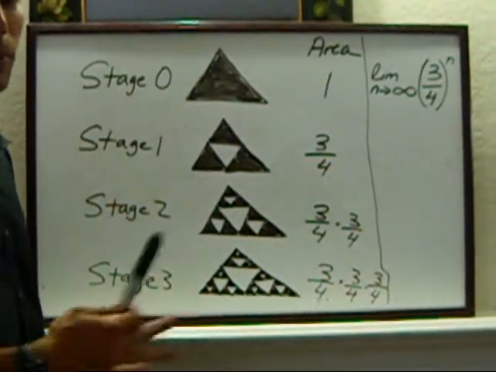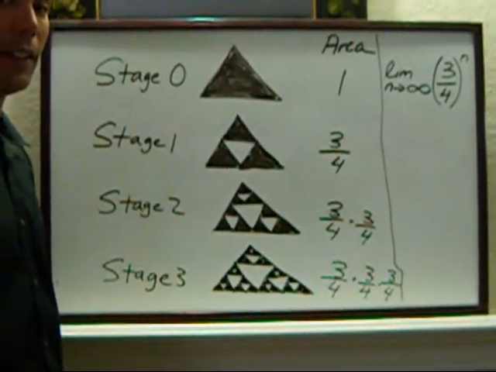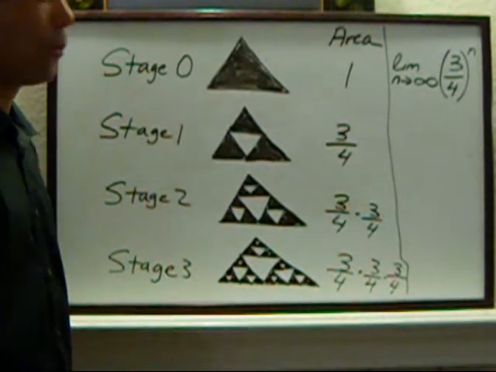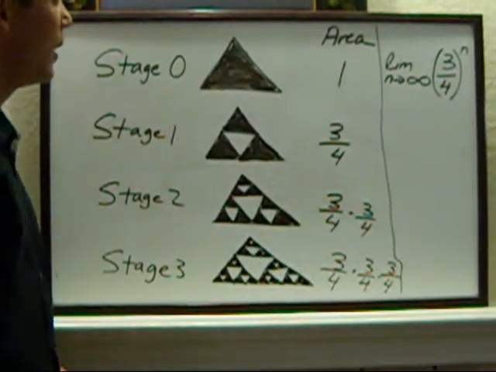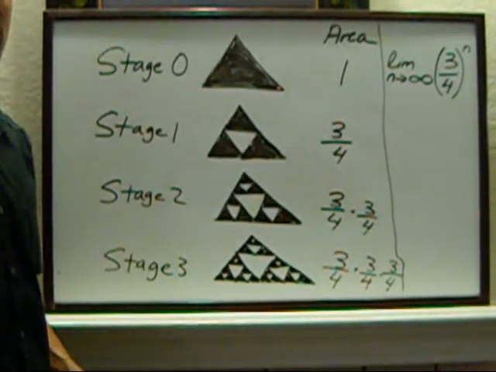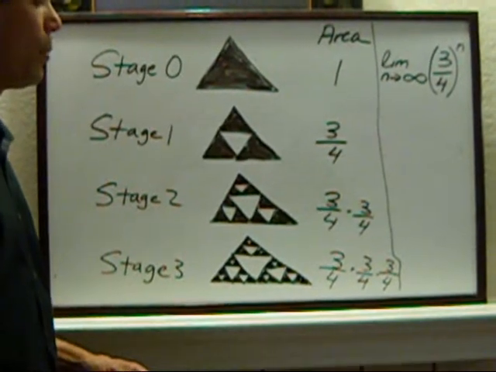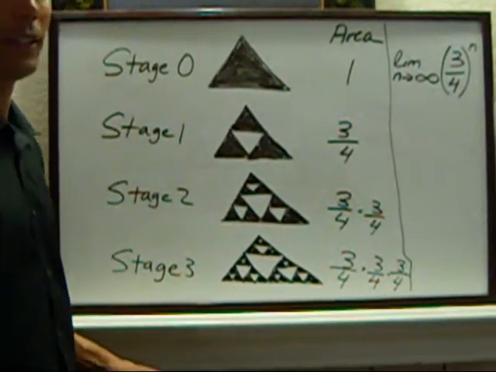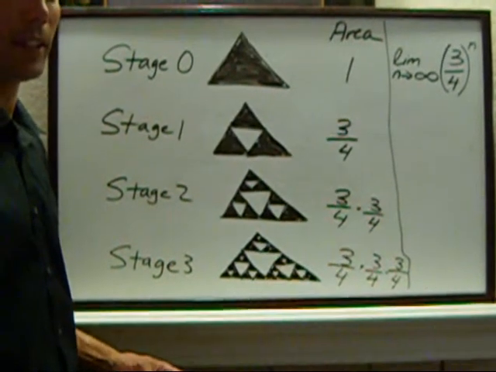Stage 2, stage 3, the perimeter is going to continue to increase as the area decreases. So what you find eventually with the Sierpinski triangle is you're basically hollowing out the inside and creating a shape with very little area contained in a huge amount of perimeter.